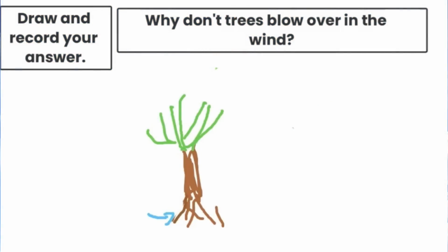Trees don't fall down because the roots are so stuck into the ground that the tree can't flip over.